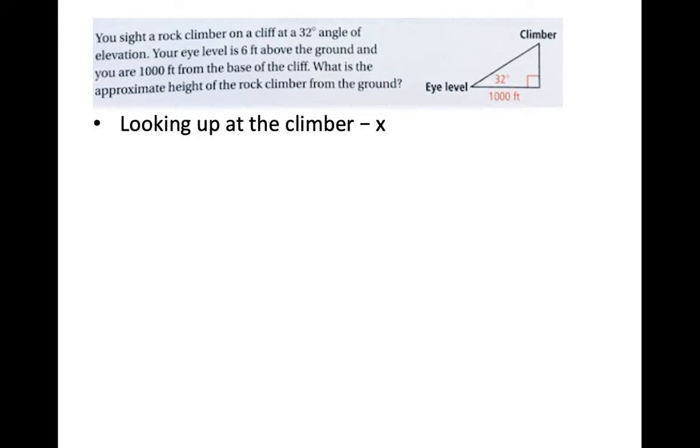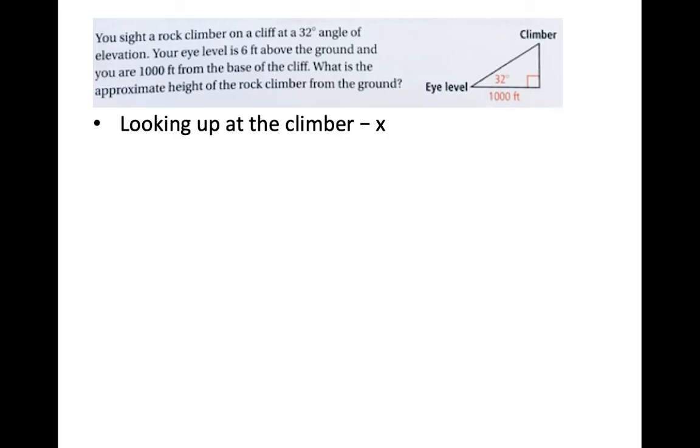There's only going to be one problem associated with this talk today, and it's going to be this one. It's also from an example in your book. You sight a rock climber on a cliff at a 32-degree angle of elevation. Your eye level is 6 feet above the ground. That's important. And you are 1,000 feet away from the base of the cliff. What is the approximate height of the rock climber from the ground?